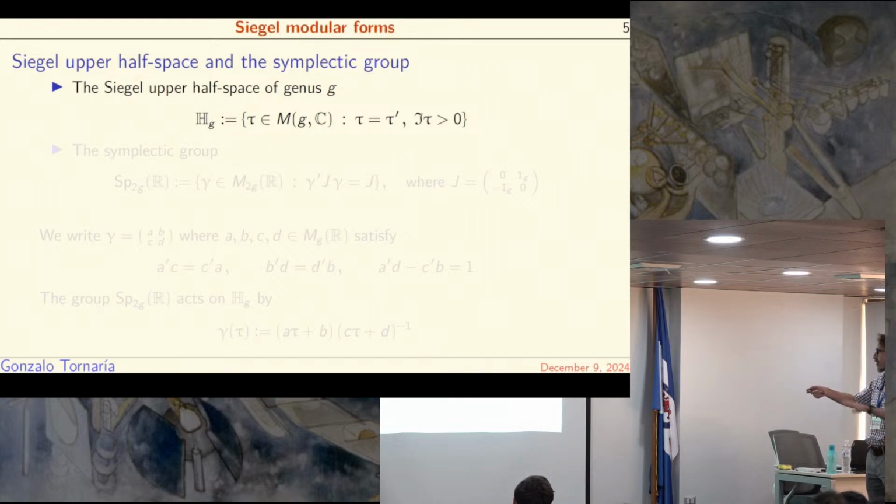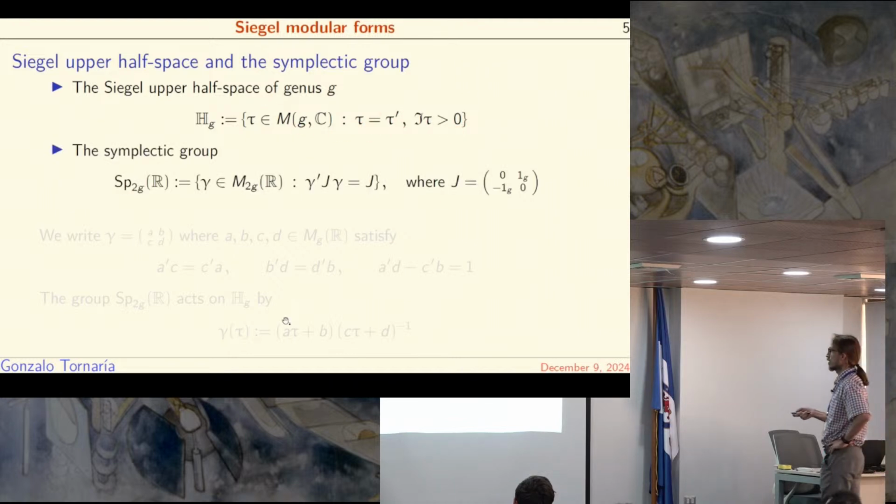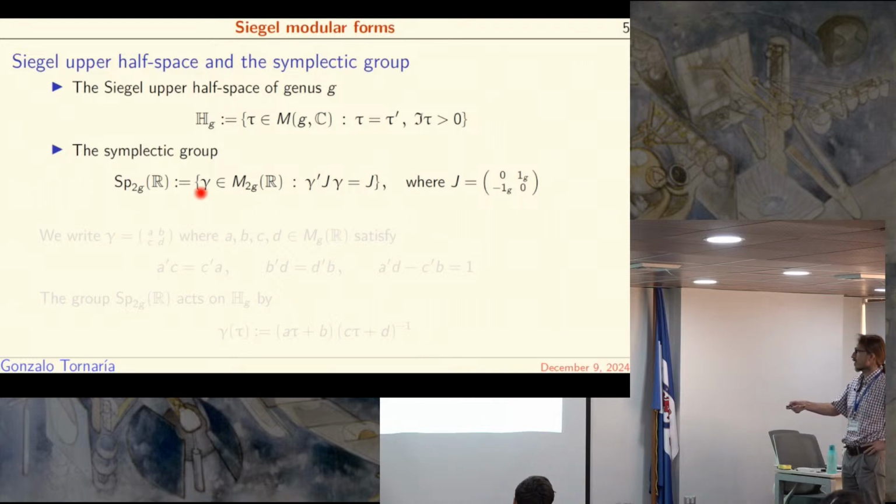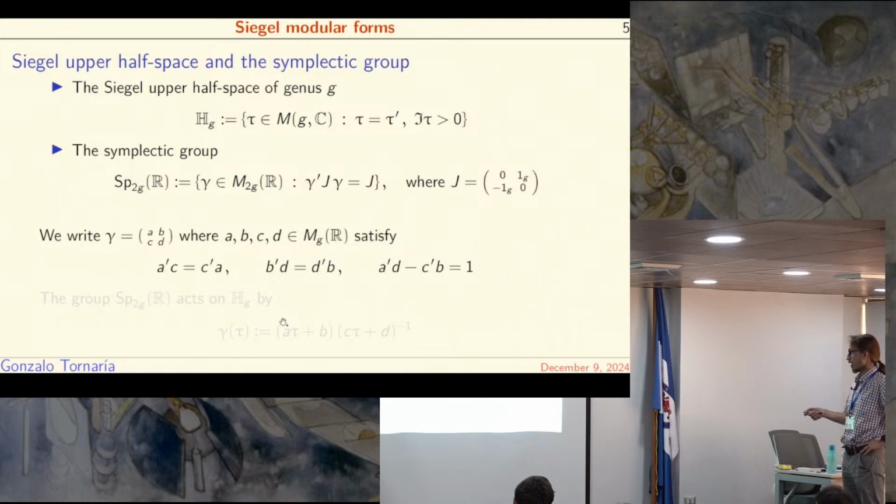So basically, you repeat definitions using g by g matrices. It's just a space of g by g matrices with complex values. The imaginary part has to be positive as a matrix, and symmetric, and so on. The symplectic group is just a group of 2g by 2g matrices that preserve this symplectic form. You can write gamma as a block like this, and these are the relations. This condition here is equivalent to these three relations.